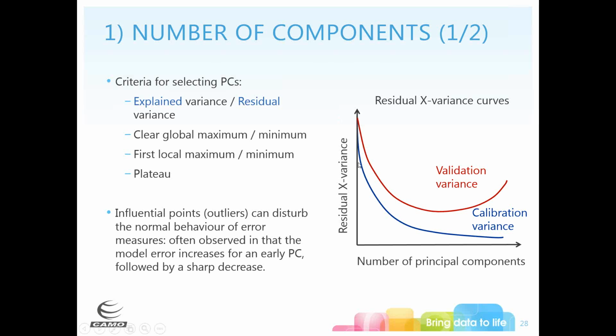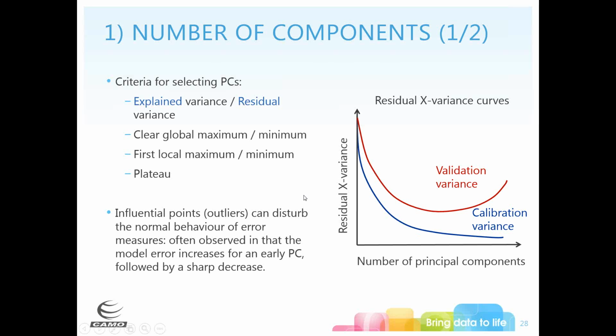And what we want to do is follow your calibration variance and your validation variance, and look for that first local minimum. If you're looking at the residual variance, where does it start to plateau off at the bottom? If you go too far, you get to a case of diminishing returns. Adding an extra principal component explains a very small amount of your data.